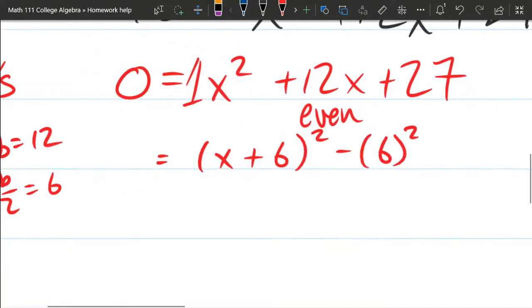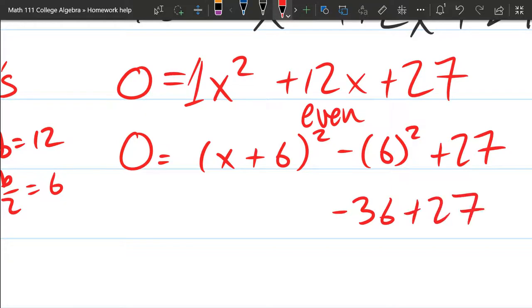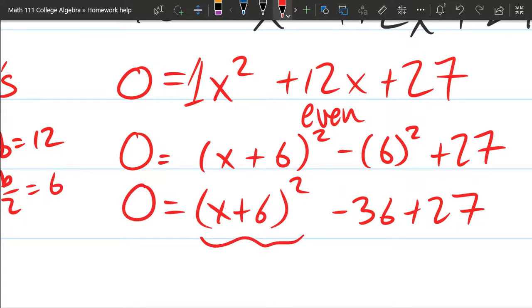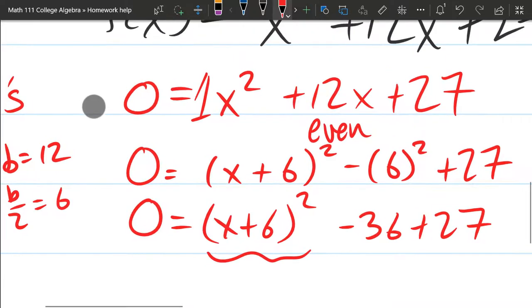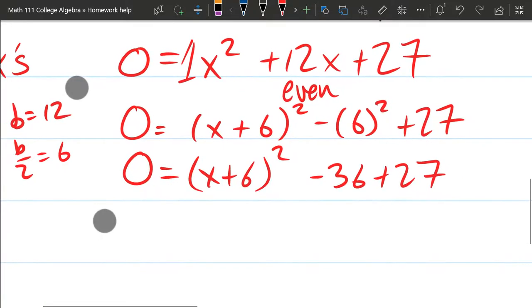And let's go ahead, x appears one time now, and I forgot my plus 27, that's important. 6 squared is 36, so we have minus 36 plus 27. You might be tempted to FOIL, but just to warn you, if you FOIL, x is going to appear twice, and you're going to be back up where you started on the top line. So remember, we want x by itself with no friends. Minus 36 plus 27 is minus 9.